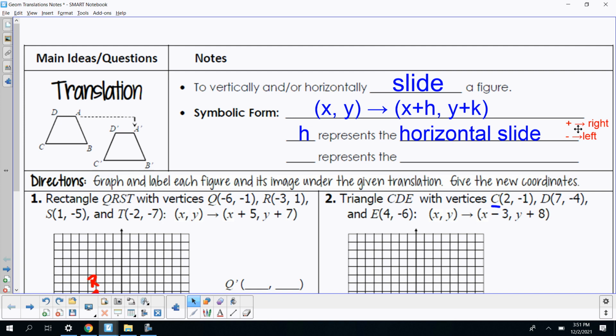And you have y plus k, where k represents a vertical slide. If you have a plus k, it's going to move up. And if you have a minus k, you're going to move down.